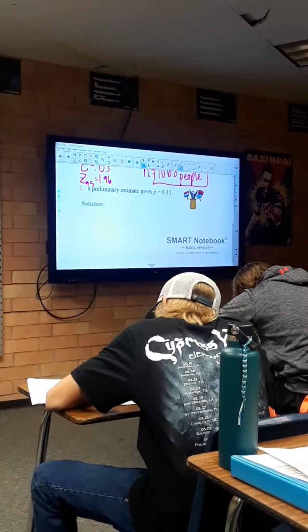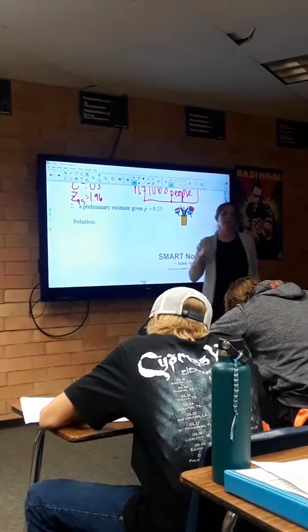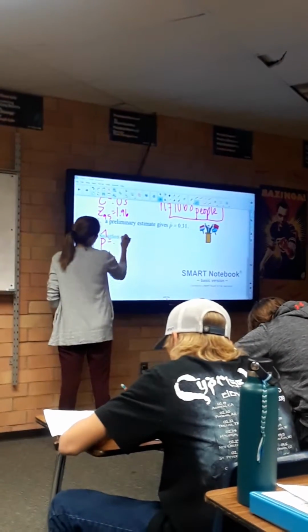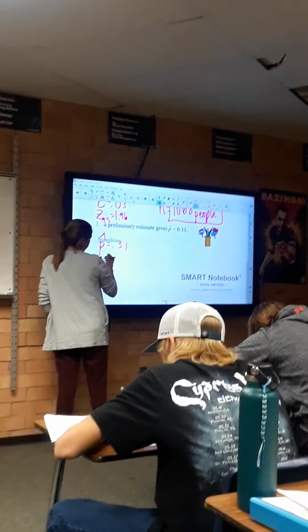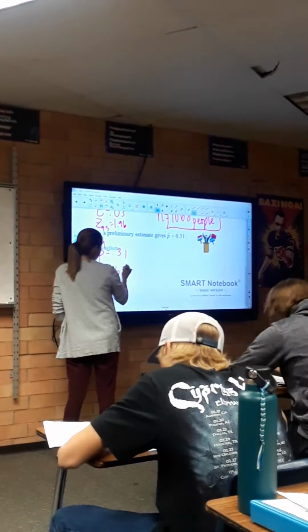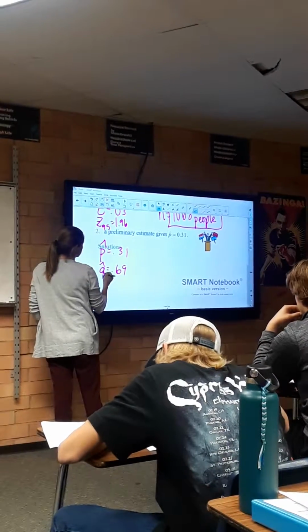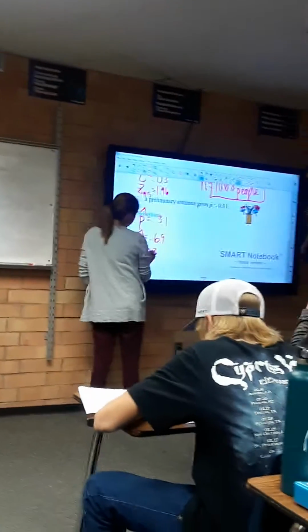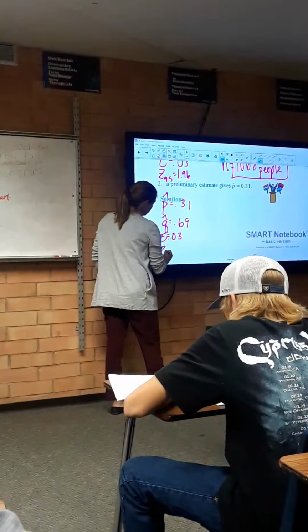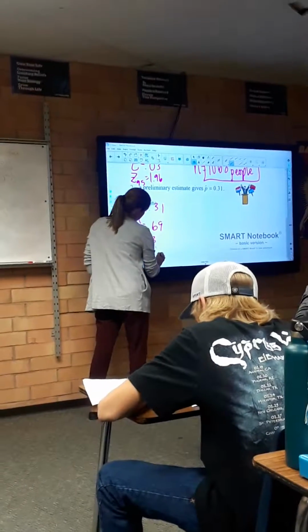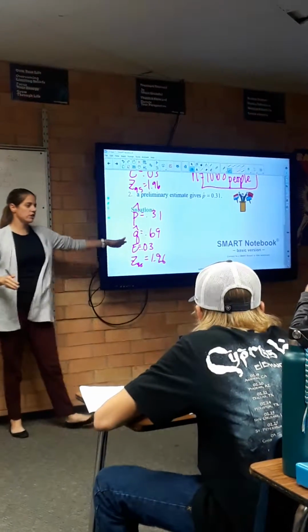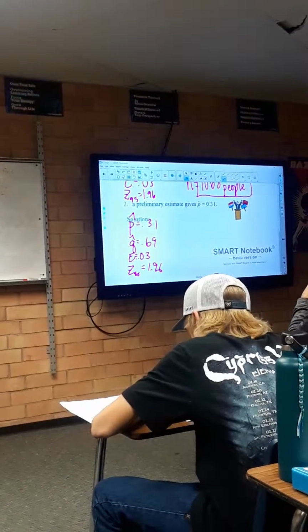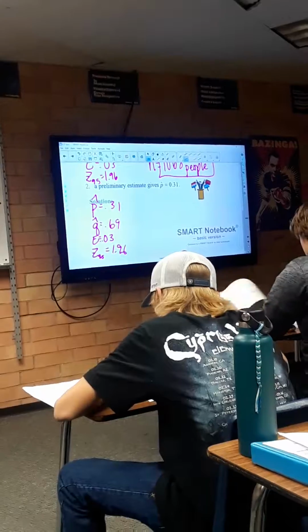Now we are going to tell you that the preliminary estimate gives that p hat is 0.31. What is q hat then? 0.69. We already know the error is 0.03. The error stays the same and the confidence stays the same, so we already know those two things. You do the same thing, just with p hat and q hat being different.